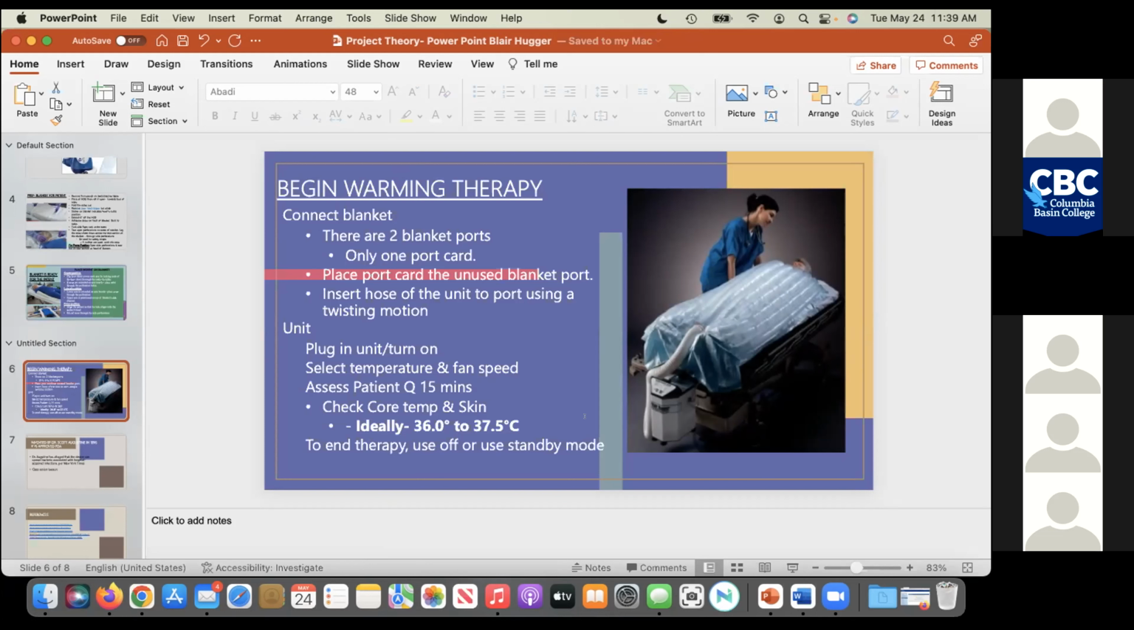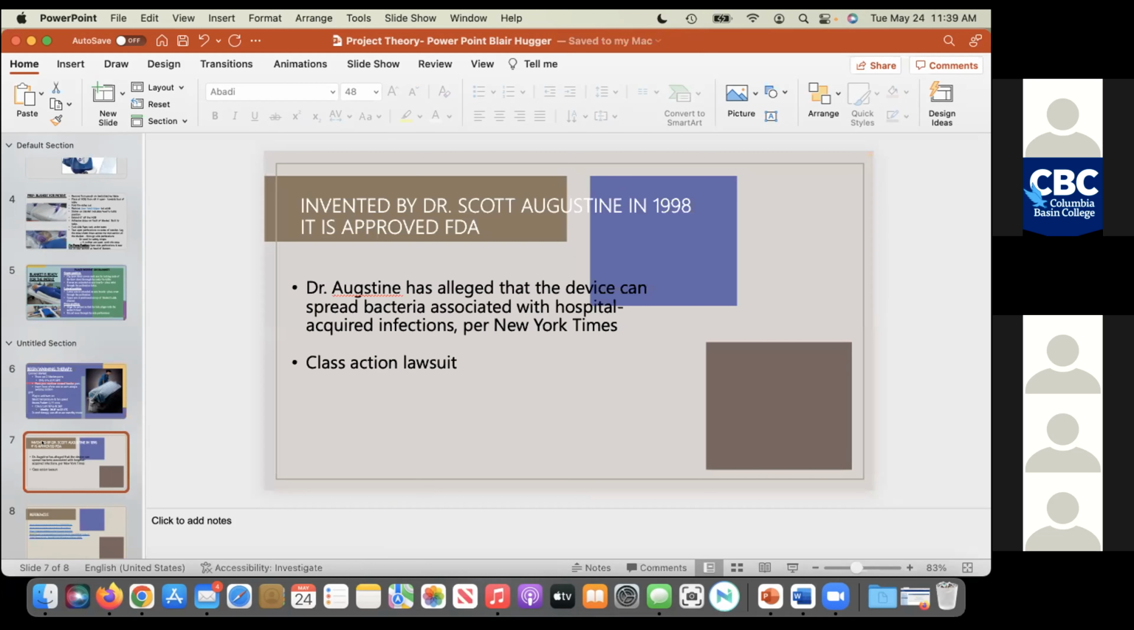Then you're just going to make sure your unit is plugged in and turned on. You select your temperature and your fan speed, and then you're going to continually assess your patient while in use every 15 minutes for core temperature and skin assessment. And this is the ideal temperature for a blanket. And then at the end, you're just going to turn it off or put it in standby. That could be done with the power button or standby. It just really depends on which model.